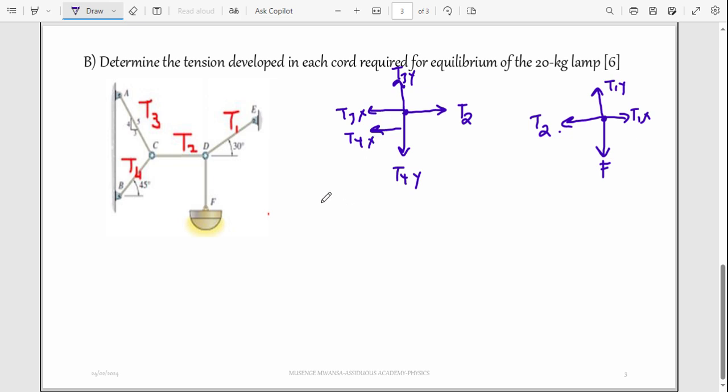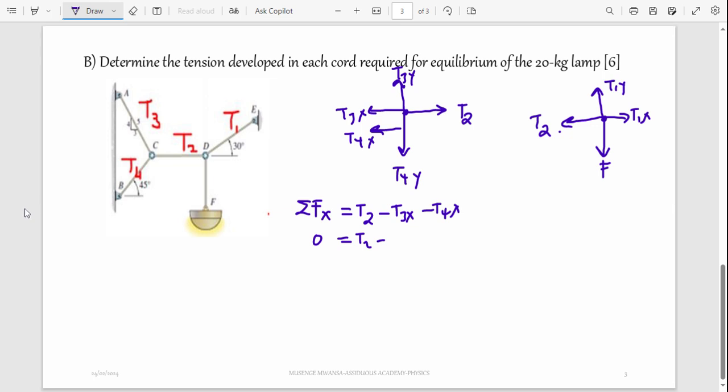Starting with this one, let's start with the net forces in the x direction. Net force in the x is going to be equal to, let's get what is in the forward x, that is T2. Remove what is in the negative x, that is T3x and T4x. The net force is going to be equal to 0 because there's no movement here. And that is going to be T2 minus. But how do we find T3x? Remember, x is always T cos the angle.